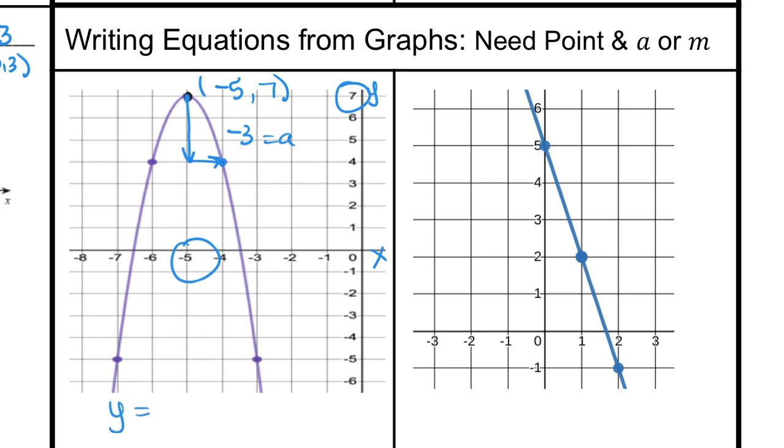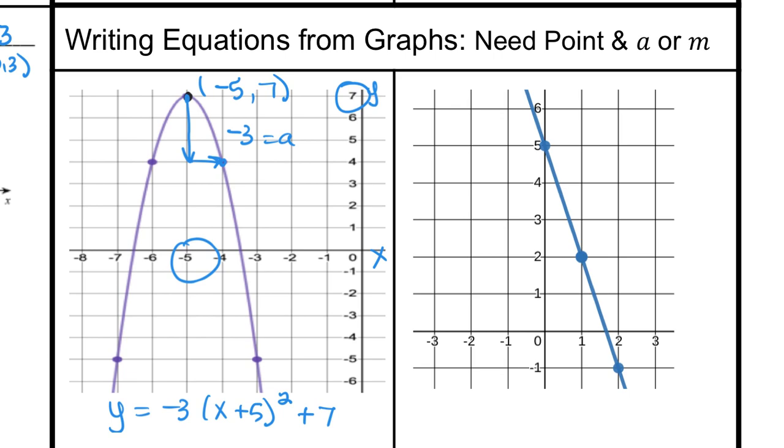Y is equal to my a value, which is -3, x, and then remember that it needs to be the opposite. So if I have a -5 here, I'm going to have a +5 in my equation, and I have to have a square if it's a U-shaped curve, if it's quadratic, and then I see a +7, so I'm going to have a +7 in my equation.